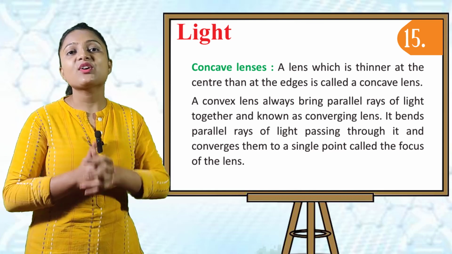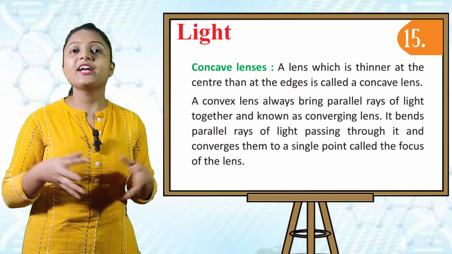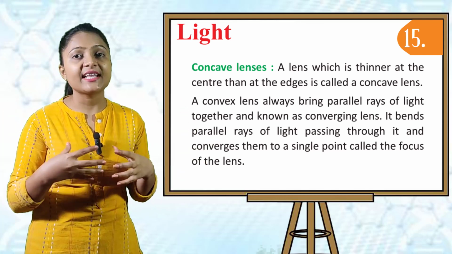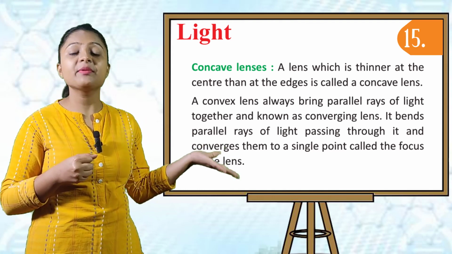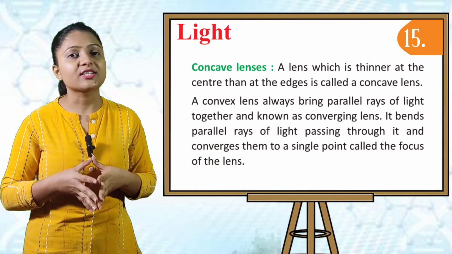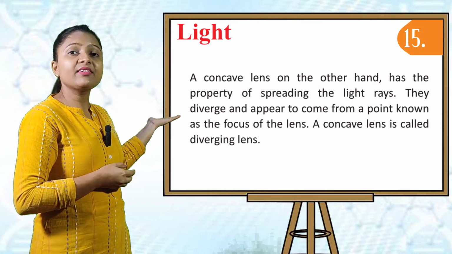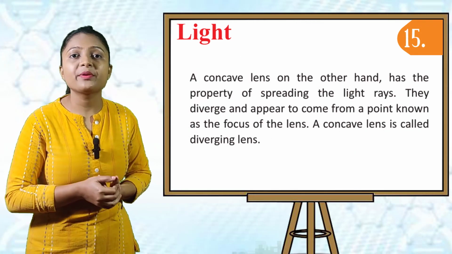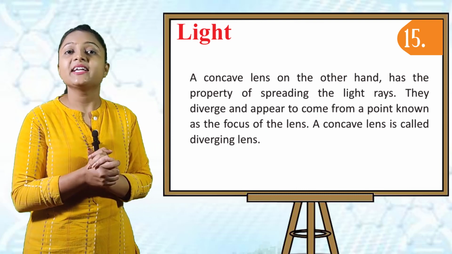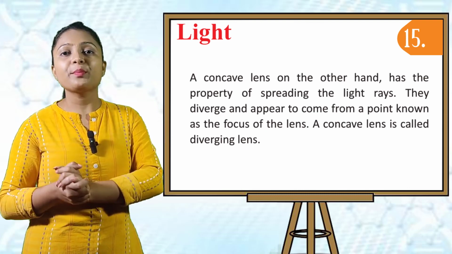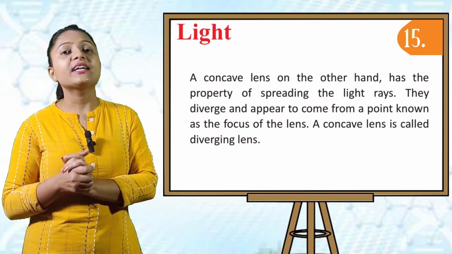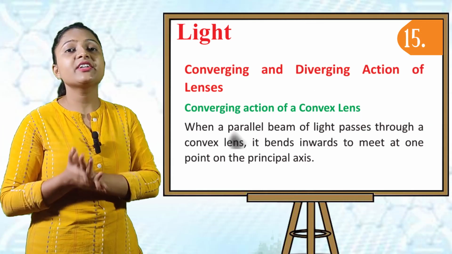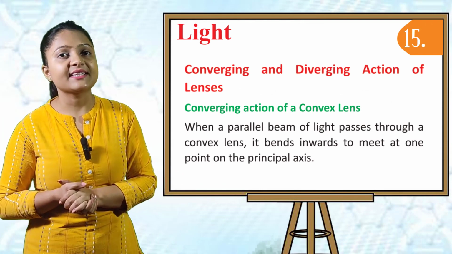A convex lens always brings parallel rays of light together and is known as a converging lens. It bends the parallel rays of light passing through it and converges them to a single point called the focus of the lens. A concave lens, on the other hand, has the property of spreading the light rays. They diverge and appear to come from a point known as the focus of the lens. A concave lens is called a diverging lens. Converging and diverging action of lenses.